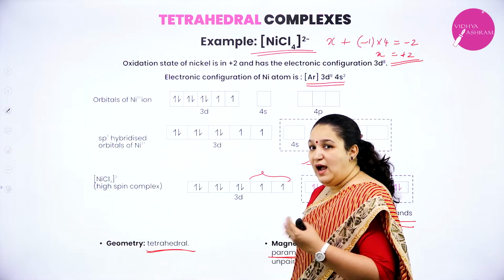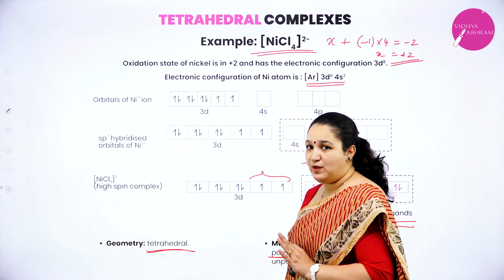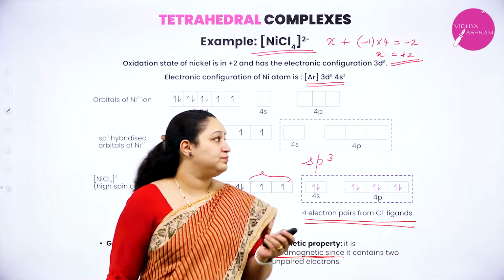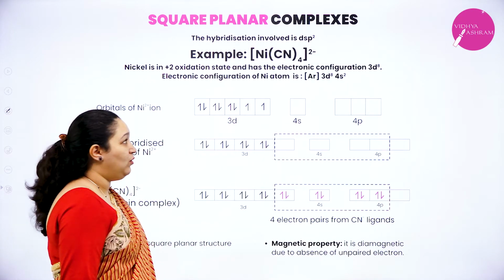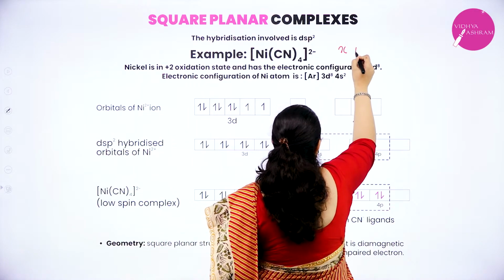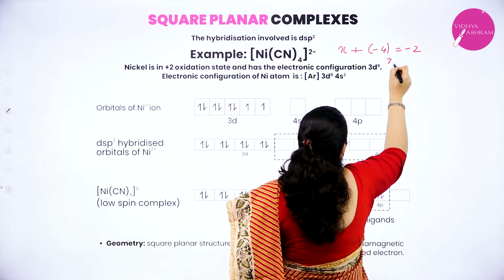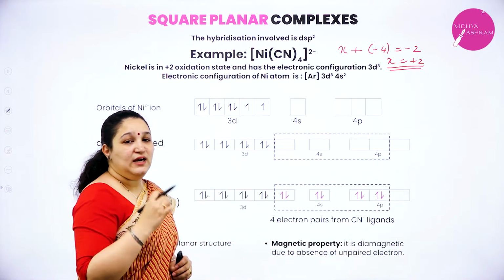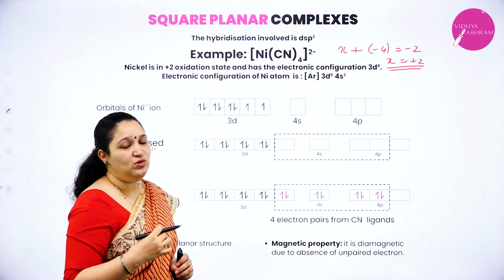Okay. I hope it is becoming a little easier now because we are doing the third example. Okay. We have one more left, that is [Ni(CN)4] 2 minus. Okay. We shall calculate the oxidation state quickly. X plus minus 4 is equal to minus 2, x is equal to plus 2. So even in this complex, if you see nickel metal atom is having a plus 2 charge.